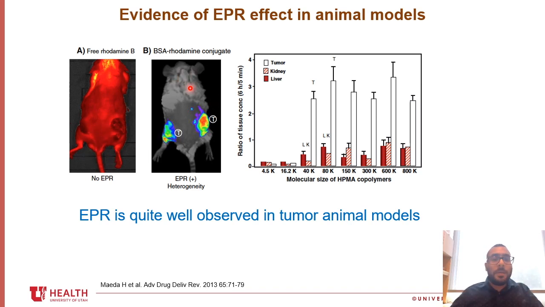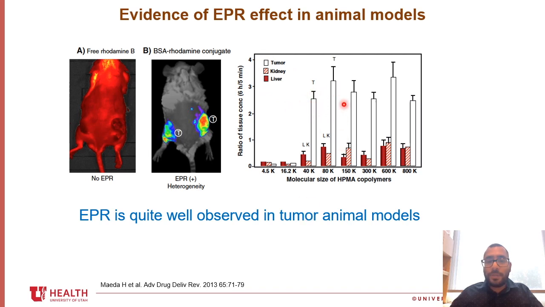So you can see that the small molecule goes all over the body, and we can read fluorescence all over the animal's body. But when the same imaging agent, which is rhodamine, was attached to a nanoparticle, we see that it preferentially accumulated in the tumors. There were two tumors that were grown in the flanks of this animal, and when the dye was incorporated with the nanoparticle, it did not go to the whole body, but it preferentially accumulated in the tumor.